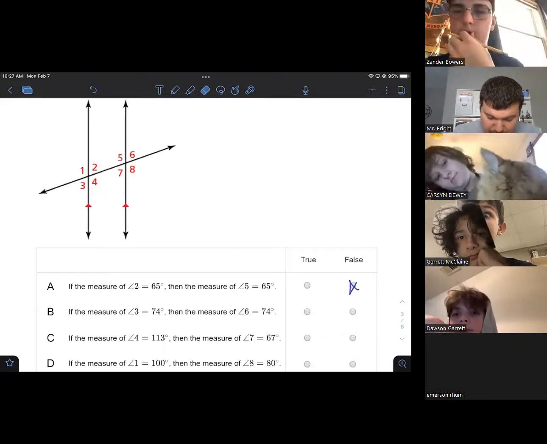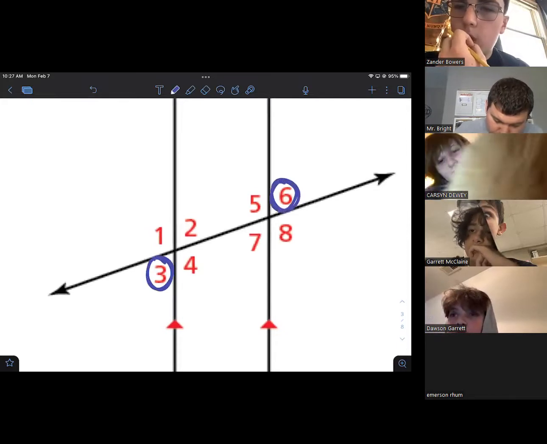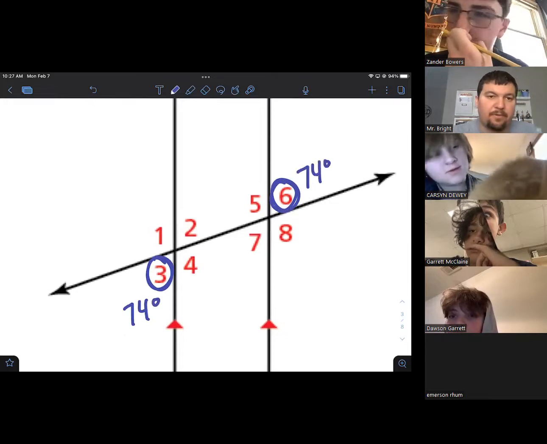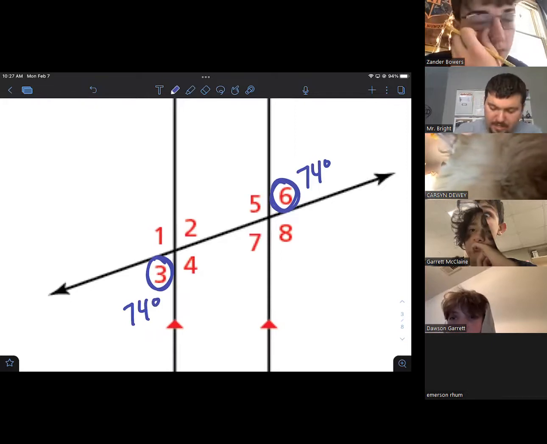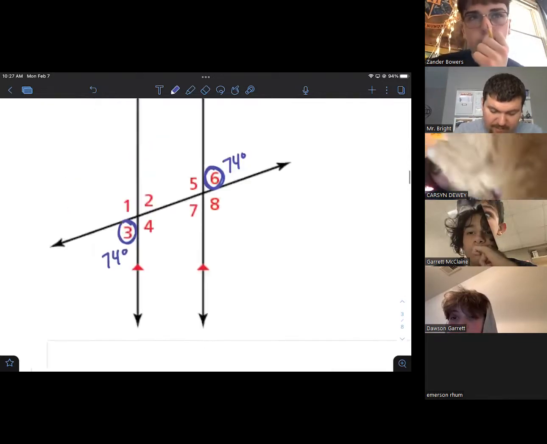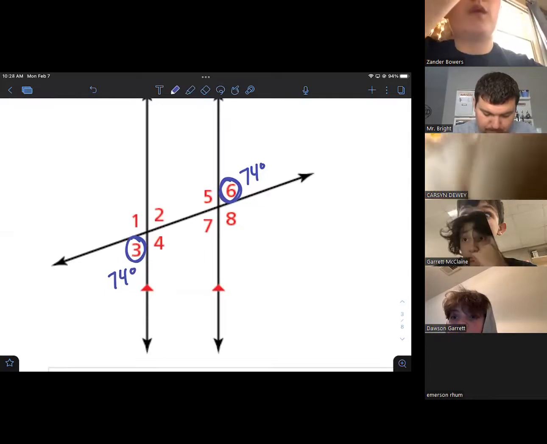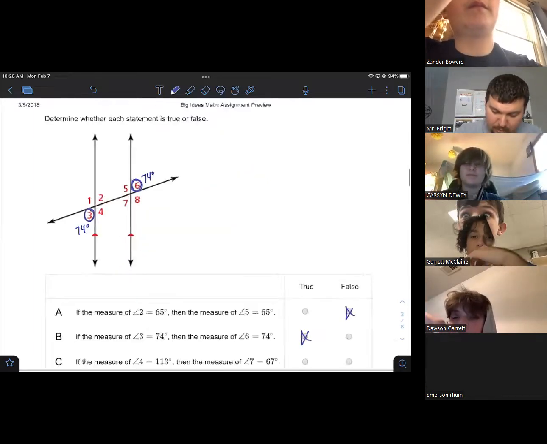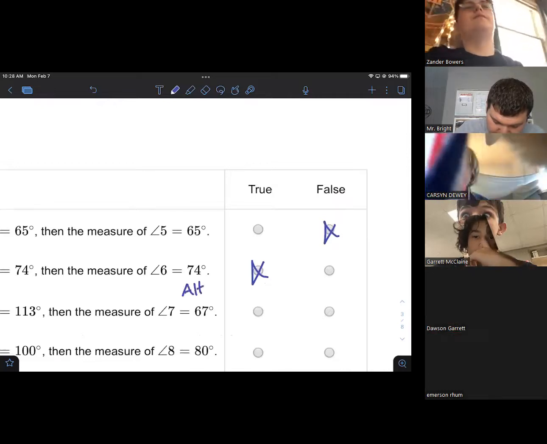If the measure of angle 3 is 74, then the measure of angle 6 is 74. If angle 3 is 74 degrees, would angle 6 then also be 74 degrees? Yes. Dawson's nodding his head. Yeah, the answer is yes. And what is the reasoning behind that? What kind of angles are angle 3 and 6? Alternate exterior. That's right. Same one Chloe just did previously. It's true because they're alternate exterior angles.